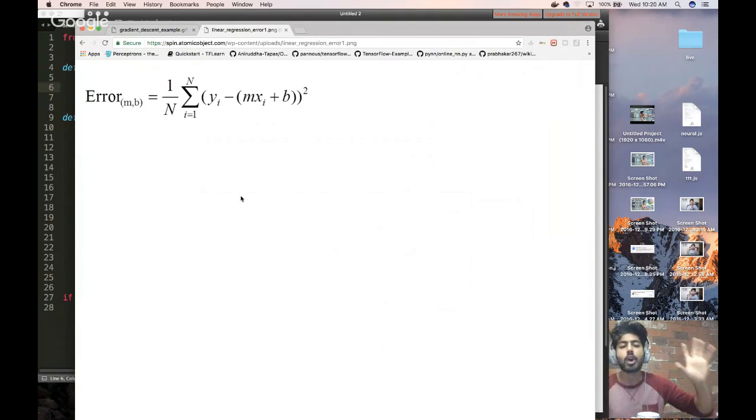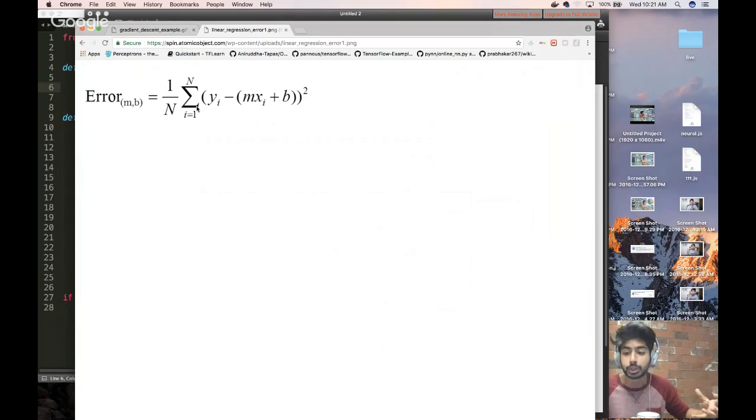Let me explain what this is. We are computing the error of our line given m and b. M is our slope and b is our y-intercept. This E-looking thing is called sigma notation. It's a little refresher here. We're going to see it a lot in machine learning. Basically, it's a way of calculating the sum of a set of values.